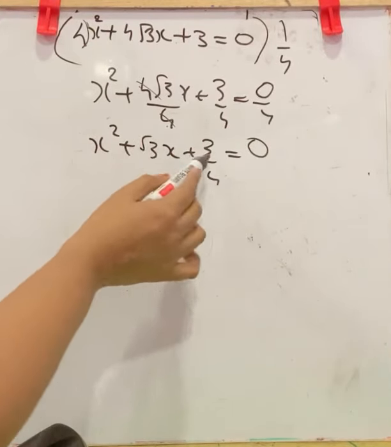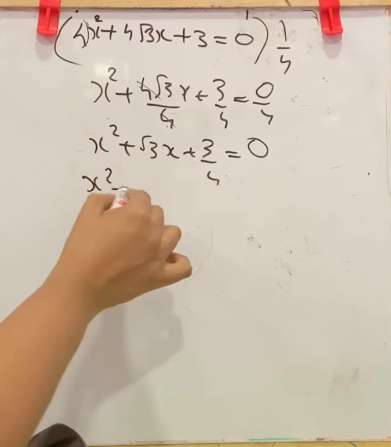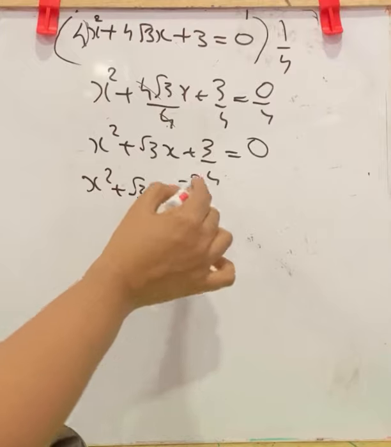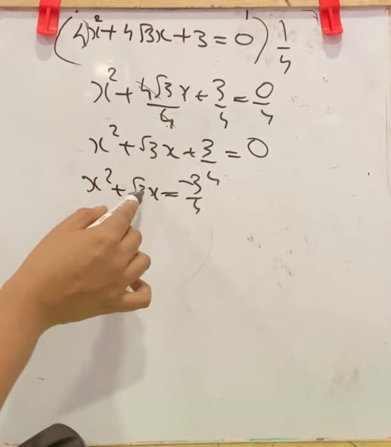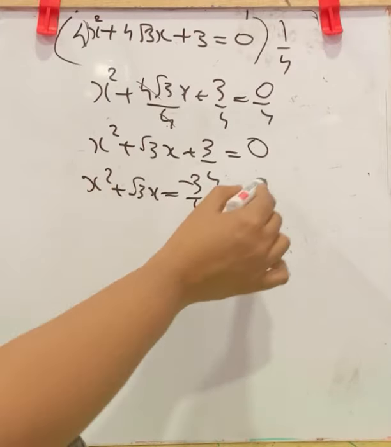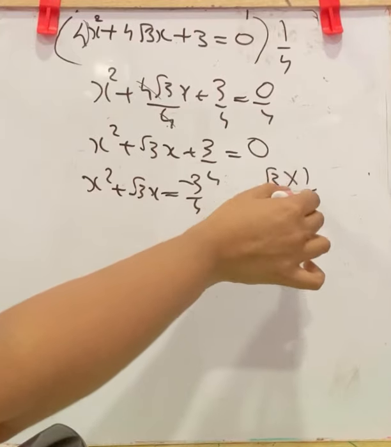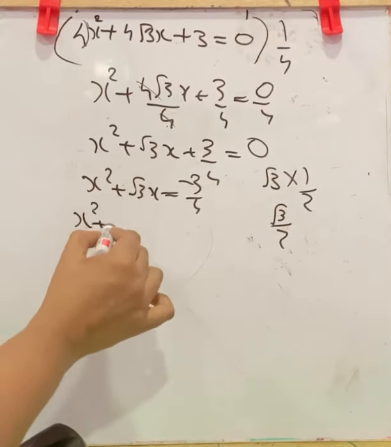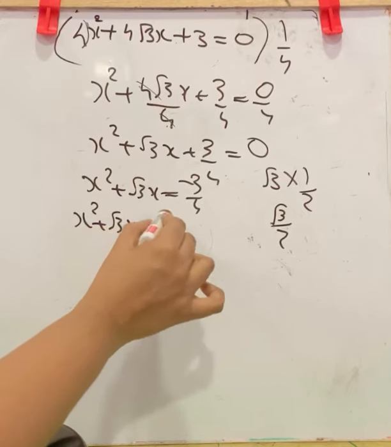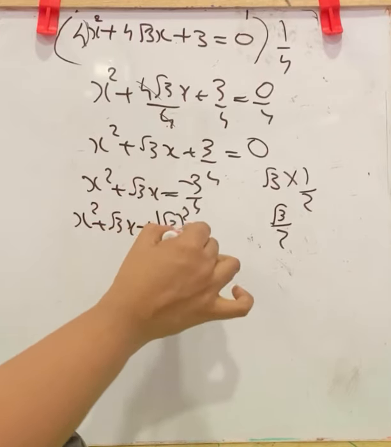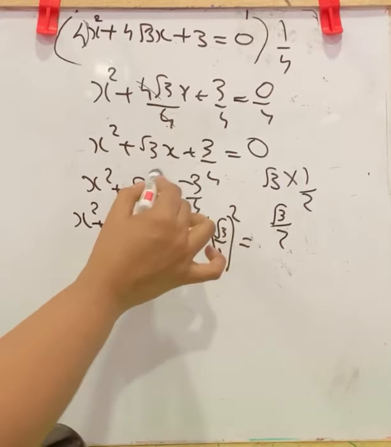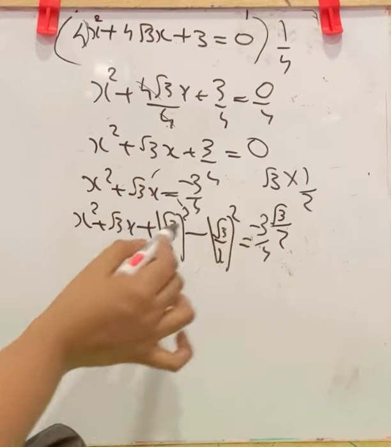Now next, take this 3 by 4 to RHS. x square plus root 3x equals minus 3 by 4. Next, check what is the coefficient of x: root 3 into 1 by 2, that is root 3 by 2. Now x square plus root 3x plus root 3 by 2 whole square minus root 3 by 2 whole square equals, we have minus 3 by 4 on RHS.